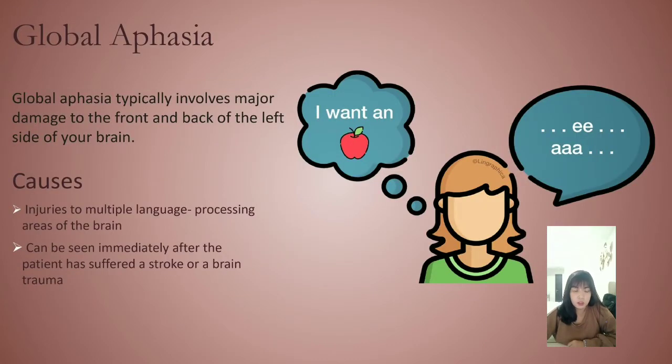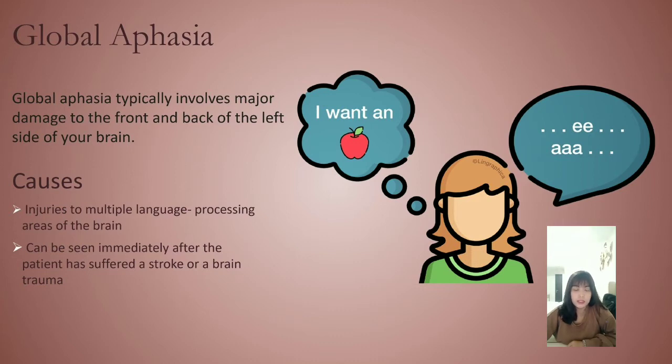And now we will talk about the types of aphasia. The first one is global aphasia. Global aphasia typically involves major damage to the front and back of the left side of your brain. The cause of global aphasia is injuries to multiple language processing areas of the brain, and it can be seen immediately after the patient has suffered a stroke or a brain trauma. People with global aphasia usually show symptoms of severe problems using words, severe problems understanding words, and limited ability to use a few words together. And this is quite the most severe disorder of aphasia.